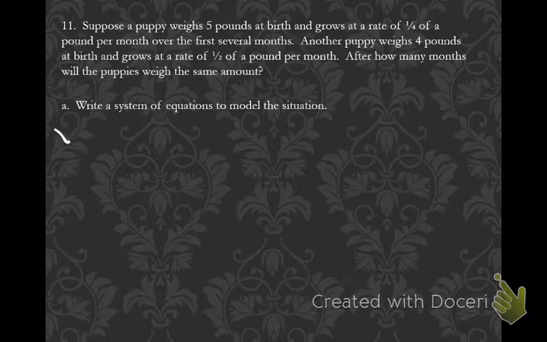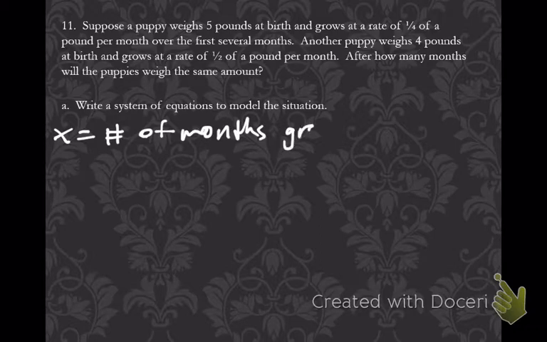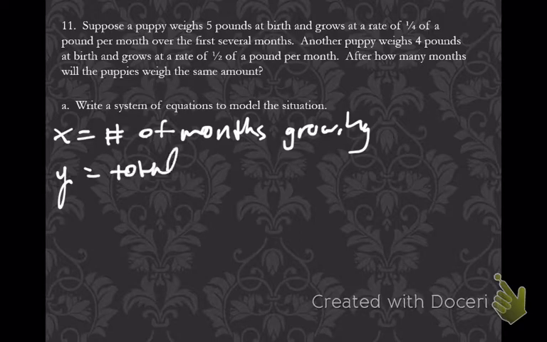Okay, two variables again, because we don't know the number of months that we're talking about. So the number of months growing is going to be x. And the total weight depends on the number of months that you're talking about. So we probably ought to have a conversation about dependent and independent variables, but the total weight is going to be y.